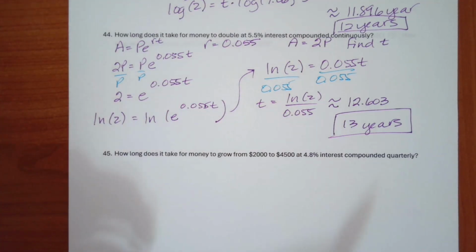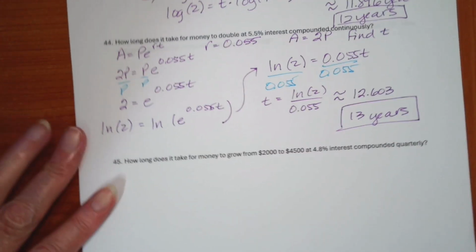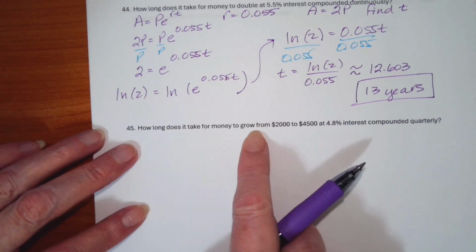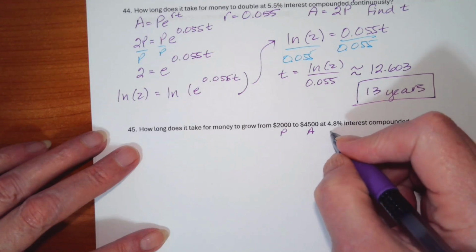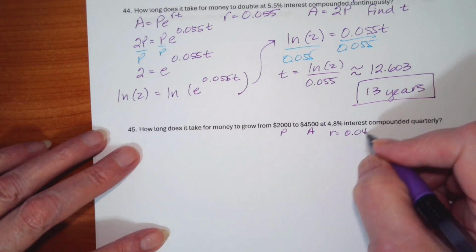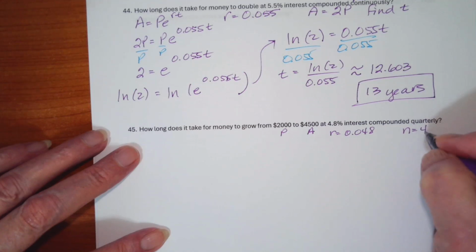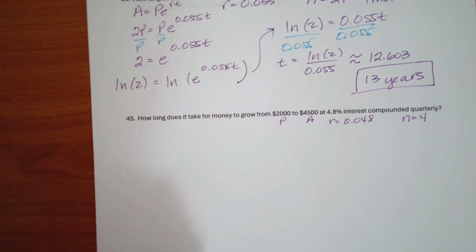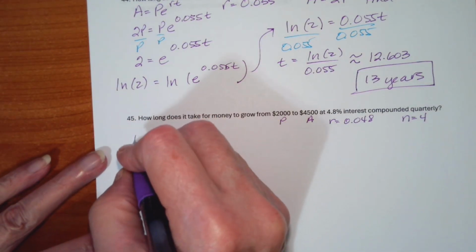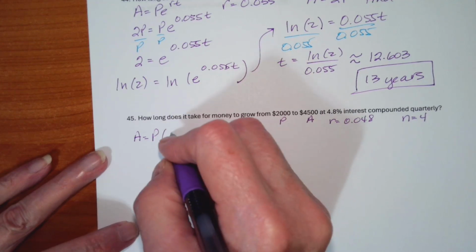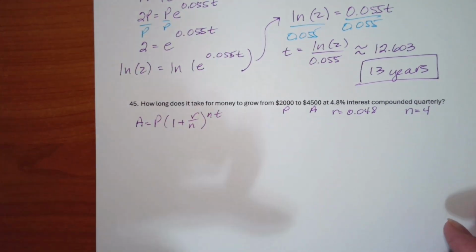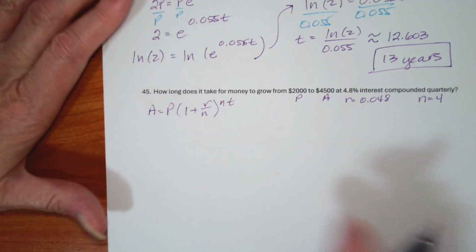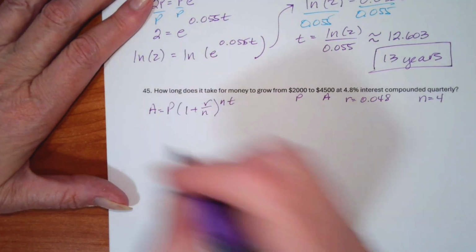All right, let's do one more here before I switch videos. How long does it take for money to grow from 2,000, so that is your P, to 4,500, this is your A, with R equals 0.048, and N equals 4? Okay, so I'm going to be using the formula A is equal to P times 1 plus R over N to the NT. And the only thing I don't know is my T.